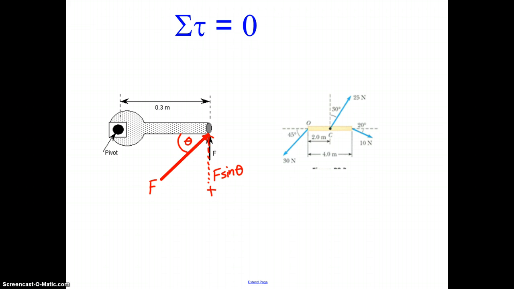Okay. Moving over to our beam over here, you'll have a problem on this later as well. We can see that the beam itself is the lever arm, and we have three forces acting on this, none of which are perpendicular to the lever arm itself. And so we have this component of the 30 Newton force that would be perpendicular to the lever arm. We have this component of the 25 Newton force that's perpendicular to the lever arm. And we have this component of the 10 Newton force perpendicular to the lever arm.